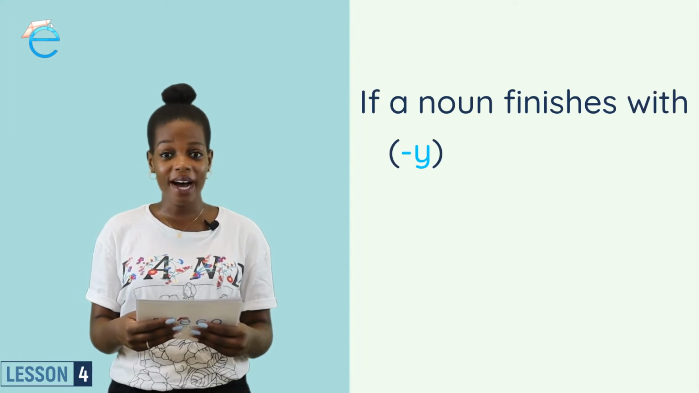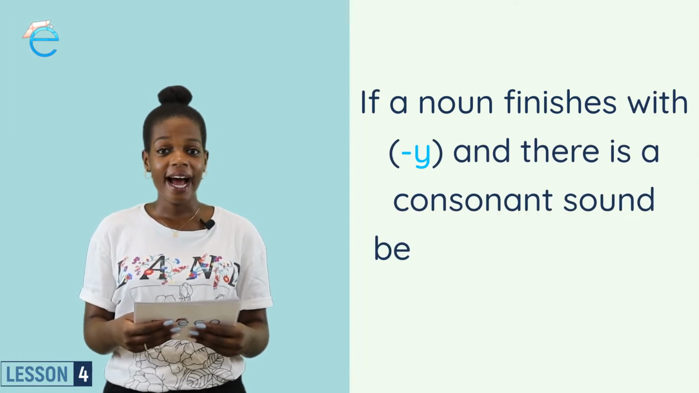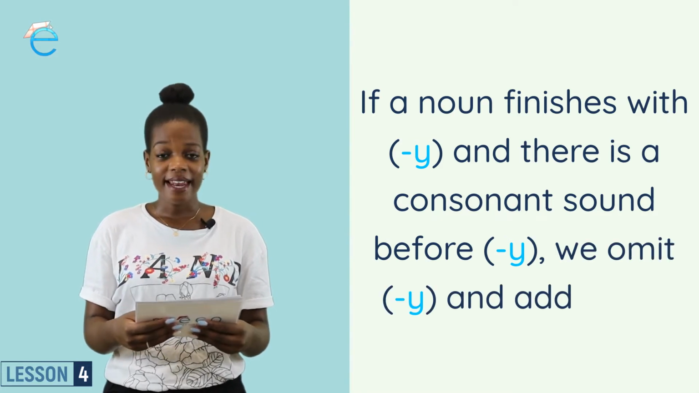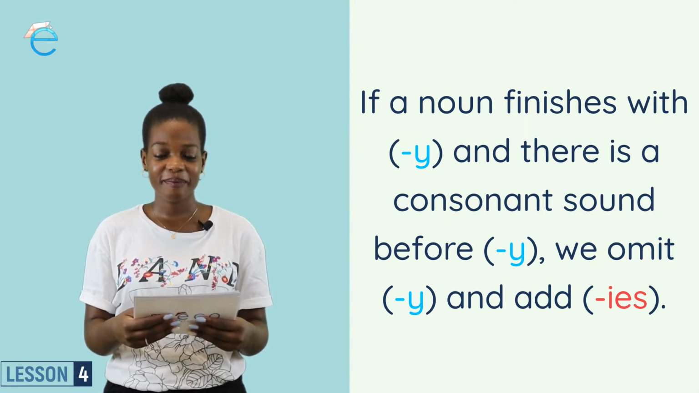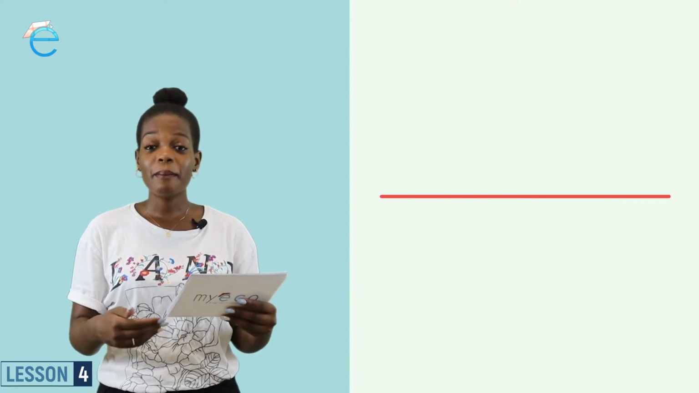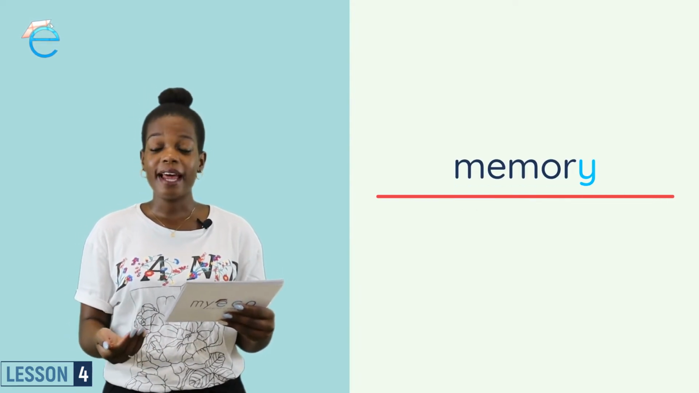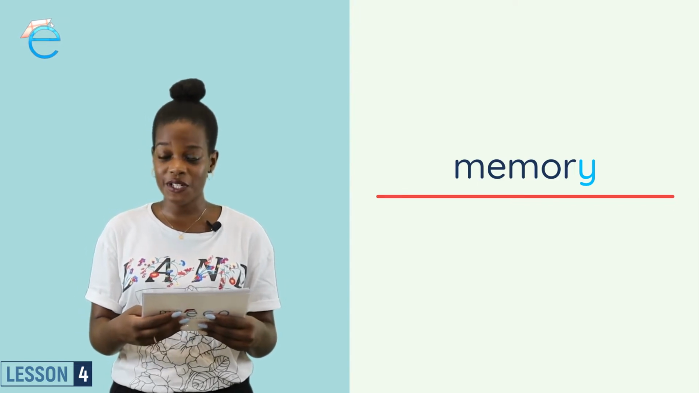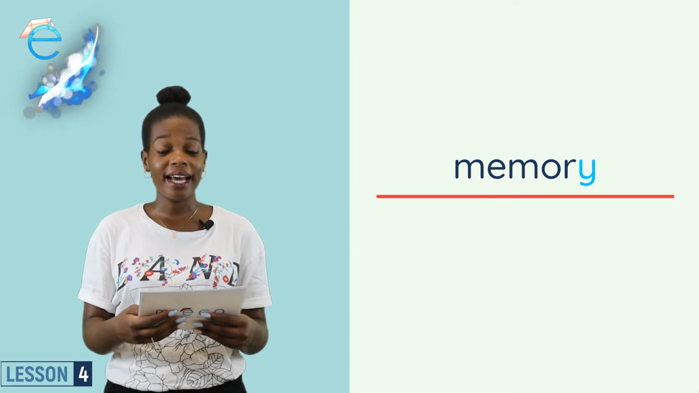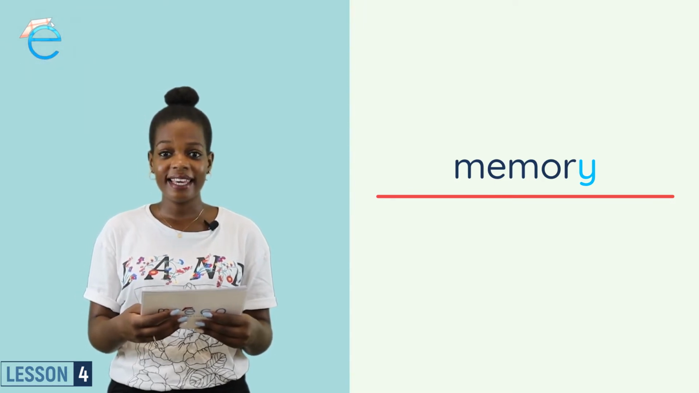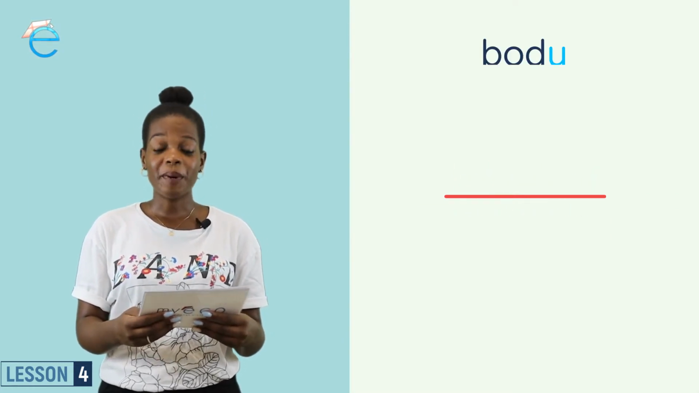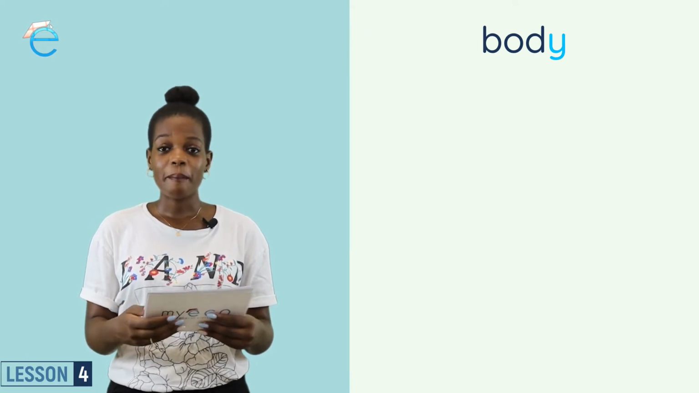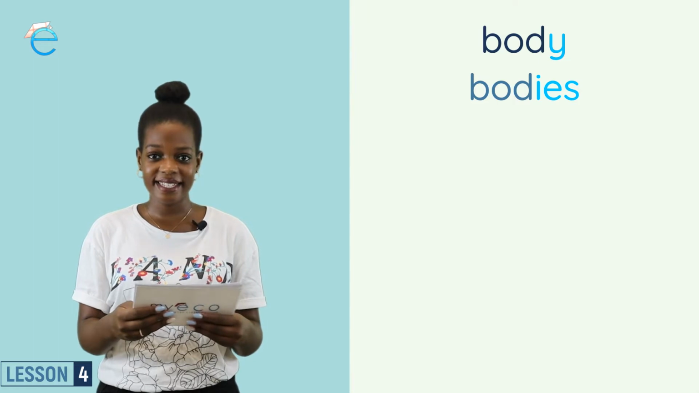The next rule, if my noun ends in a y, and before my y I have a consonant, then I'm going to change my ending to I, E, S. So, for example, memory ends with Y, and before Y I have R, consonant. Then I take Y away and add I, E, S. So memory becomes memories. Body, Y, removed, bodies, I, E, S.